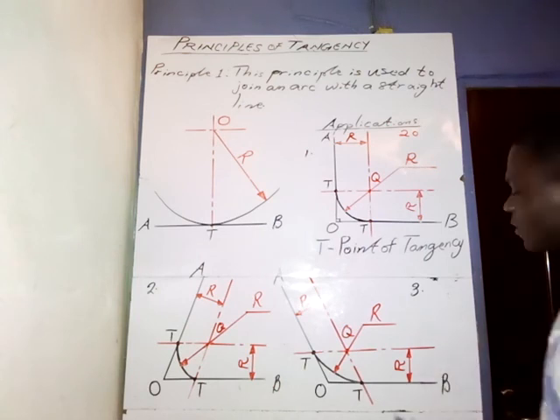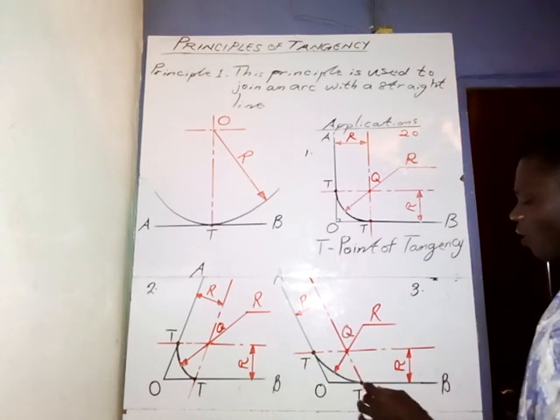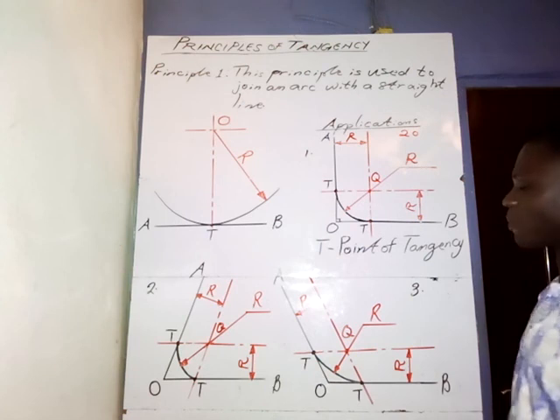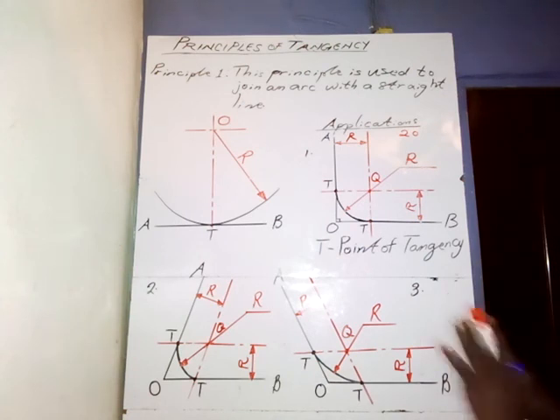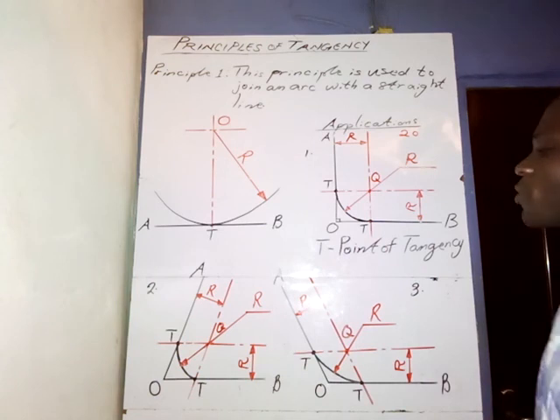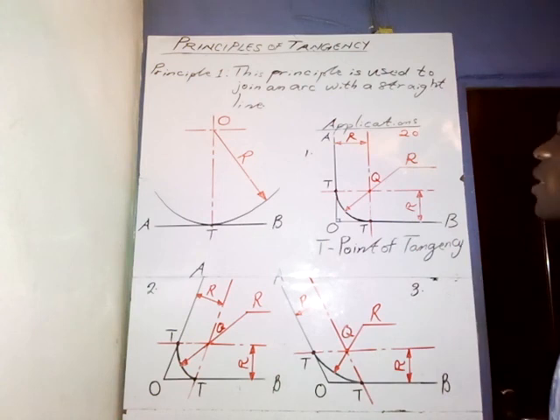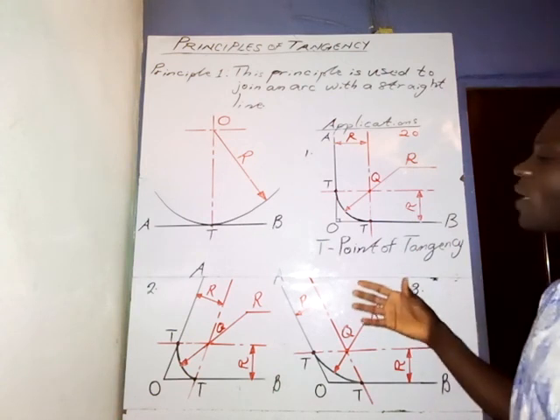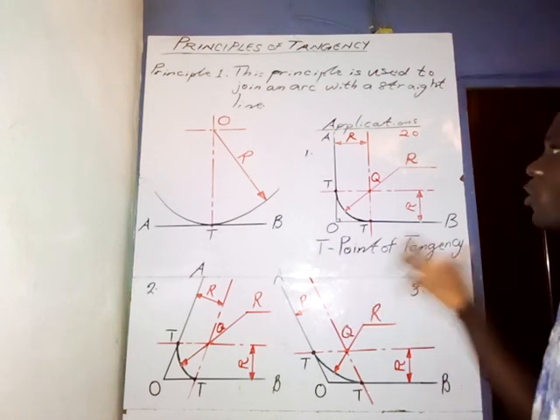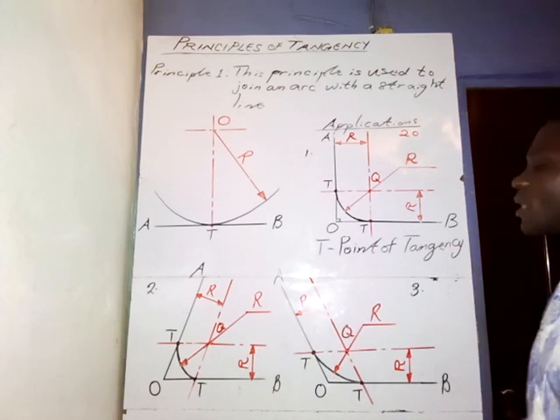The points of intersection of the arc and the lines are known as the points of tangency. As I said, this is all about the first principle of tangency, and it has to do with the use of an arc to join an arc and a straight line together.